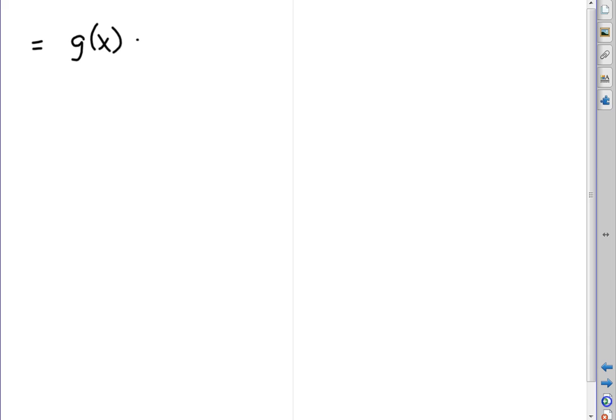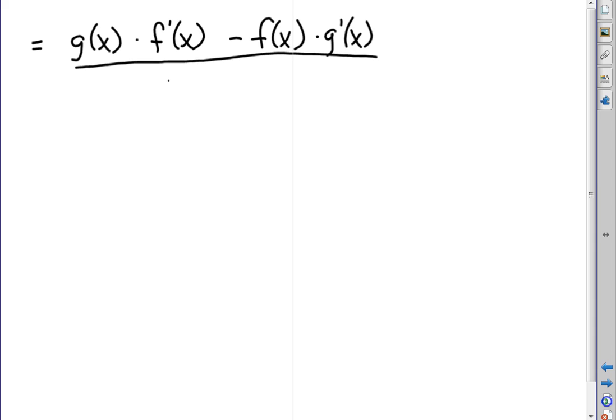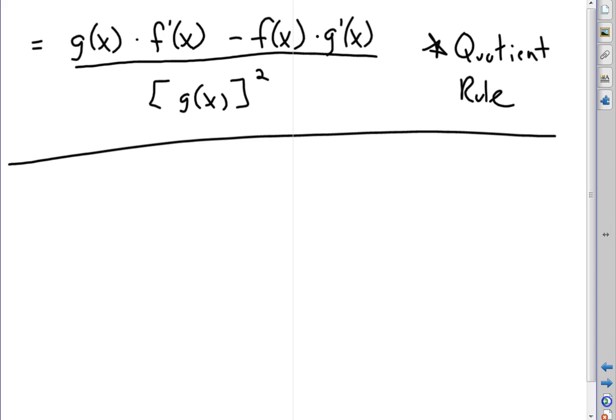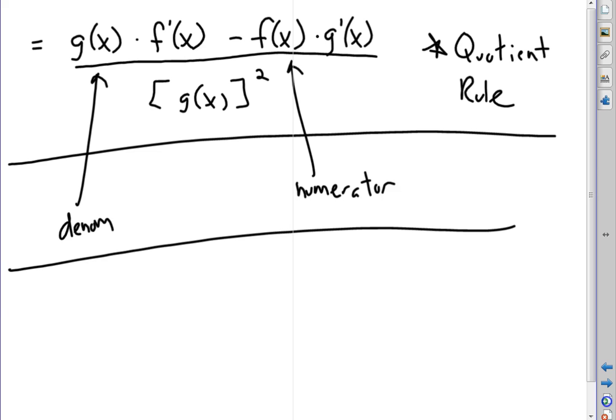So we have g of x times f prime of x minus f of x times g prime of x, all over g of x squared. This is what is known as the quotient rule. Like I said, this is about as beautiful as it gets with the quotient rule. Just a reminder what f and g are: g is the denominator and f is the numerator.